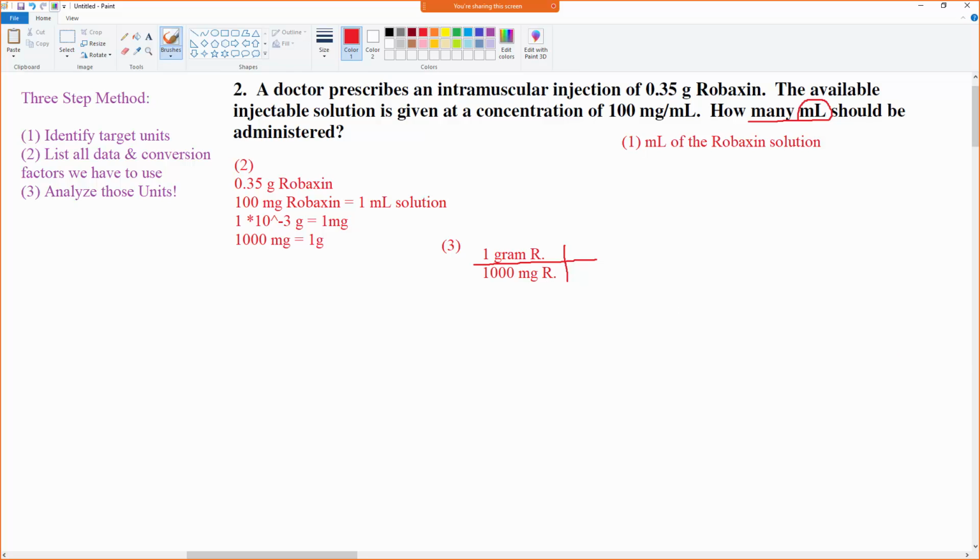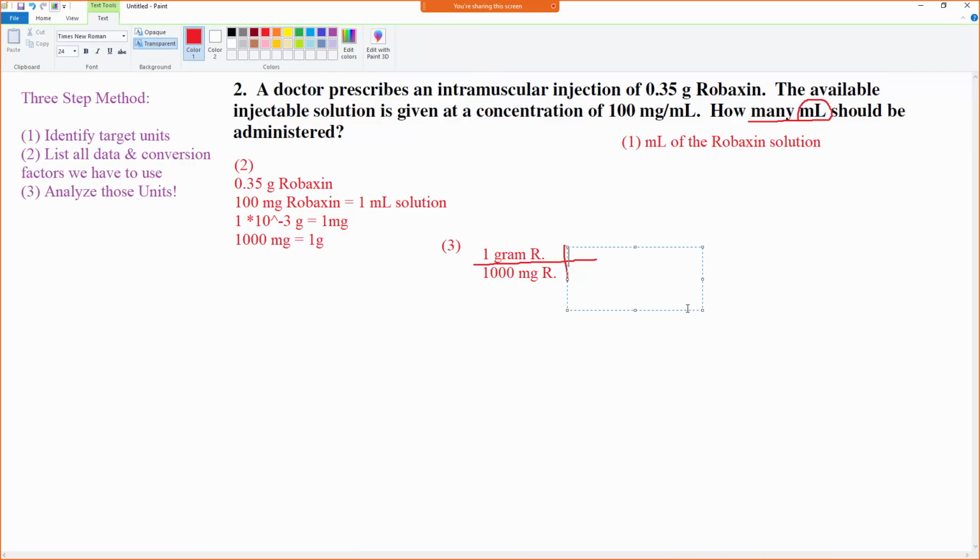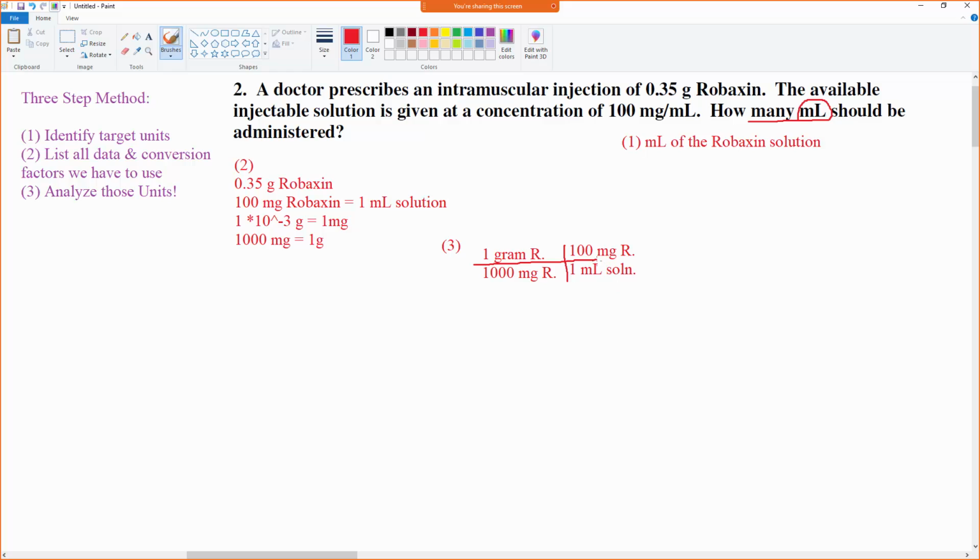Okay, so Danielle says, let's use this one, 100 milligrams in a milliliter. Okay, perfect. So if I do that, I'm going to put 100 milligrams Roboxin in the 1 milliliter solution. And I presume, Danielle, you did it that direction because the whole point of dimensional analysis is to analyze those units, and you can cancel that out, which is perfect. Excellent. Okay. What should we do next?